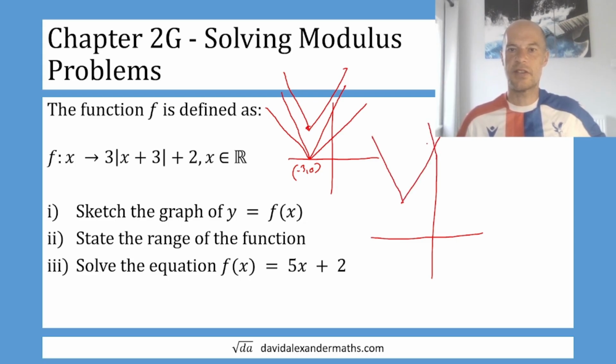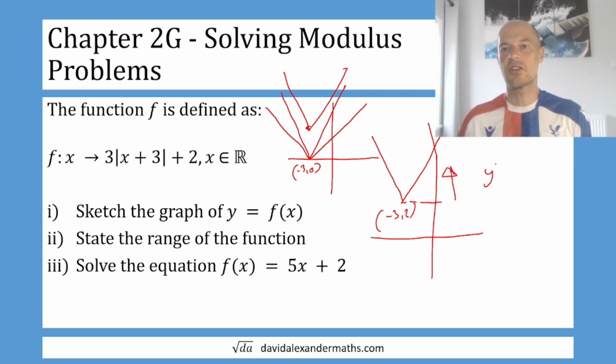So there is, slightly dodgy axis there. So -3, 2. So we can see that y can be any value that is 2 or above. So y is greater than or equal to 2. Okay, so we're solving the equation.